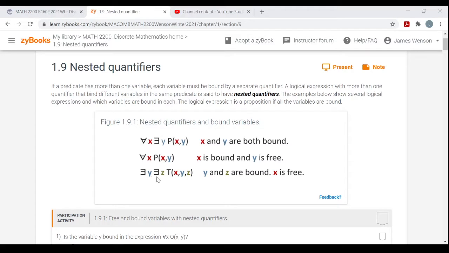There is an x and there is a y such that t of x, y, z. See, y is bound to the existential quantifier. Z is bound to this existential quantifier. X is not bound. X is free. So again, this last one would not be a proposition.